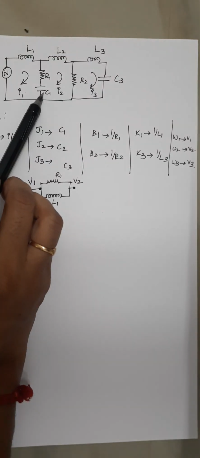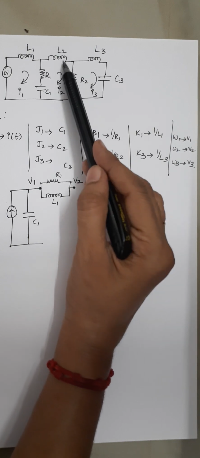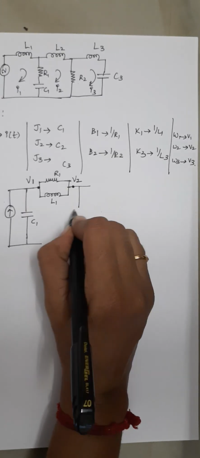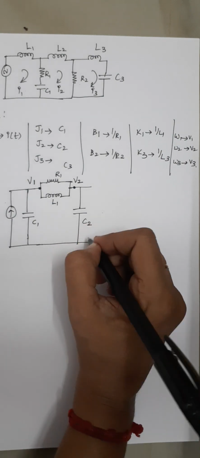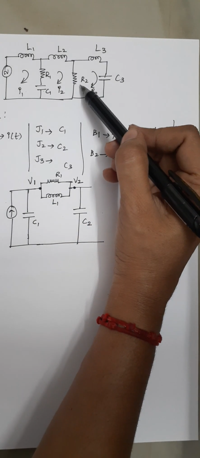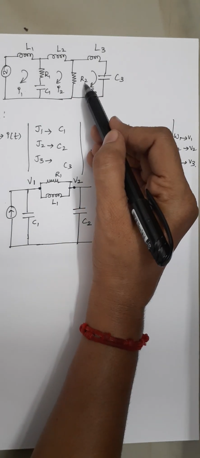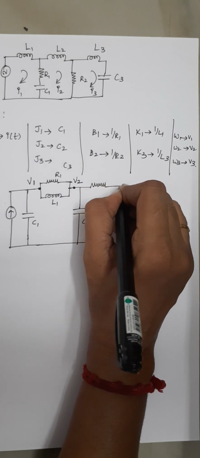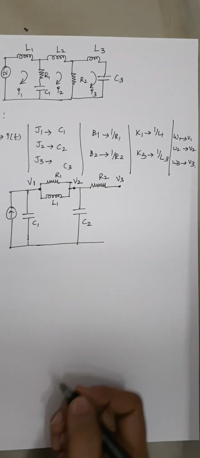So in this loop 2 we had already drawn these 2 elements, right? So we have to draw the rest, L2 and R2. So here again this L2 should be represented by a C2. So this is your C2, and again this R2 is common for loop 2 and loop 3. So again this R2 is common for node 2 and node 3. So node 2, let this be your node 3 and this is your R2, right?